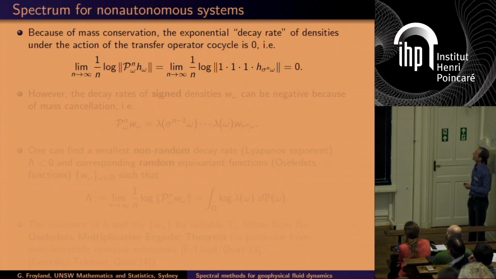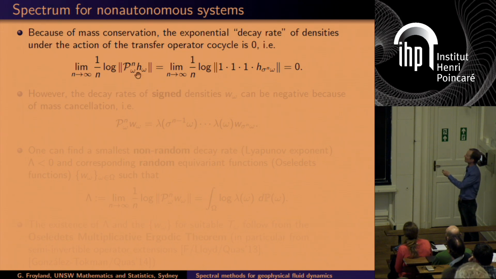Okay. So I think Michael's probably going to say something about invariant densities, so I'm not going to say any more about those. And I want to move on to signed densities, which is going to be the rest of my talk. So I want to talk about decay rate of these distributions as I push them forward. Now if I take one of these H omegas and I push it forward, its exponential decay rate is 0, because how would I measure that?